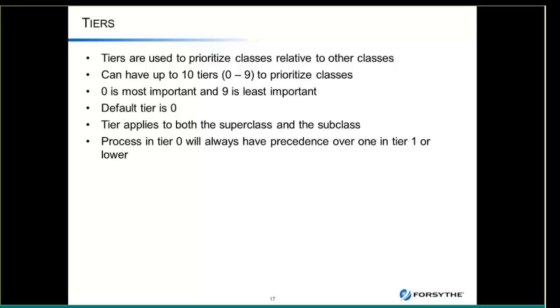I mentioned tiers earlier. As I said, you can have up to 10, and they're basically used to prioritize classes relative to others. So, for instance, if the scheduler goes to run and it's trying to figure out which thread to run, it will always pick a process in tier 0 over a process in tier 1. If you have a tier, it will apply to both the superclass and the subclass, unless you specify a tier in the superclass or the subclass that is different.